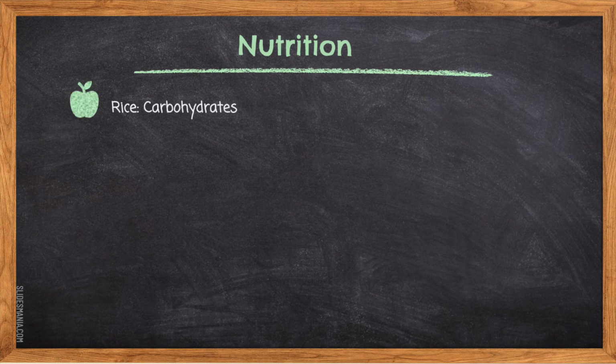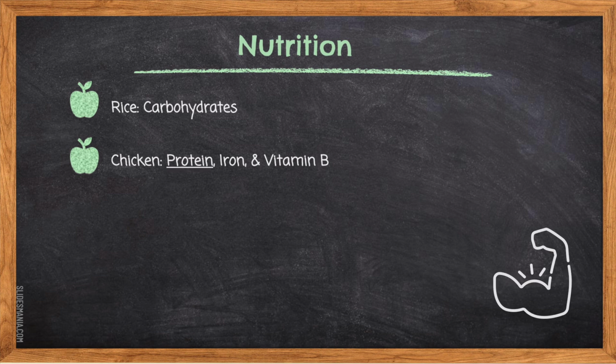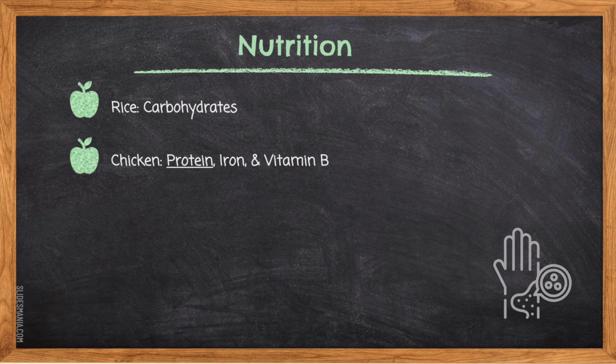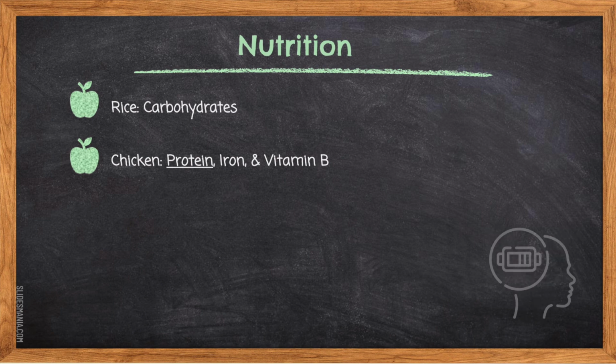Nutrition. Rice, carbohydrates. Carbohydrates are responsible for supplying the body with energy, sparing protein, and assisting the utilization of fats. Chicken, protein, iron, and vitamin B. Protein is essential for building muscle, repairing all types of body tissue, regulating body processes, forming antibodies to fight infection, and supplying your body with energy.